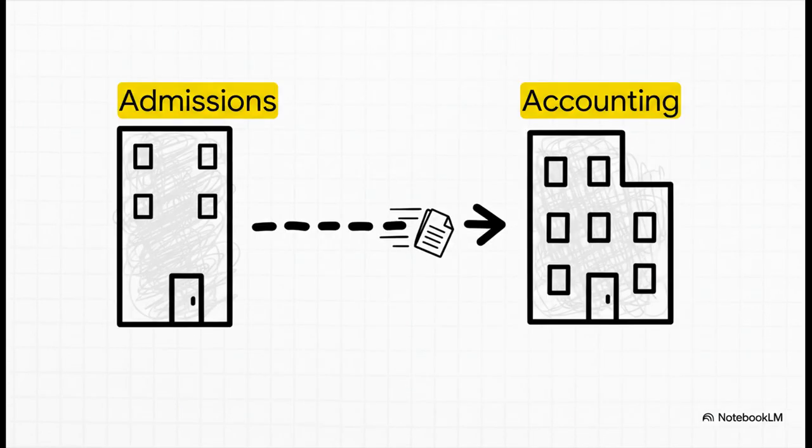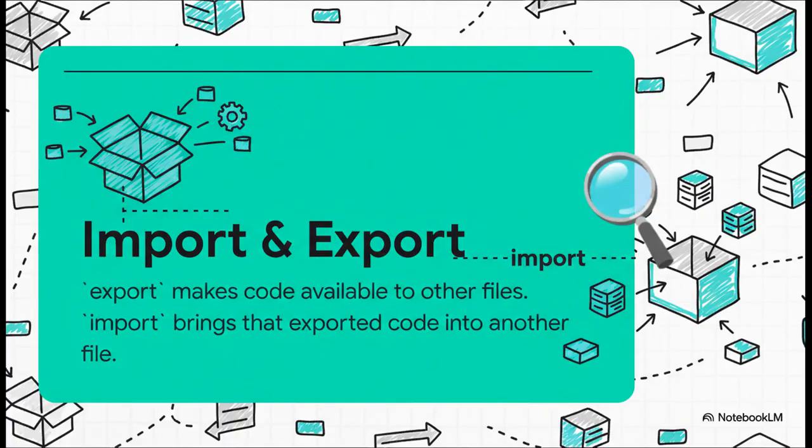But of course, these modules can't just be islands. They can't work in isolation. For the university to function, the departments have to talk to each other. When a student gets admitted, admissions has to tell accounting to send a bill. It's all about that seamless flow of information. In our code, this communication is powered by 2 really simple commands, export and import.